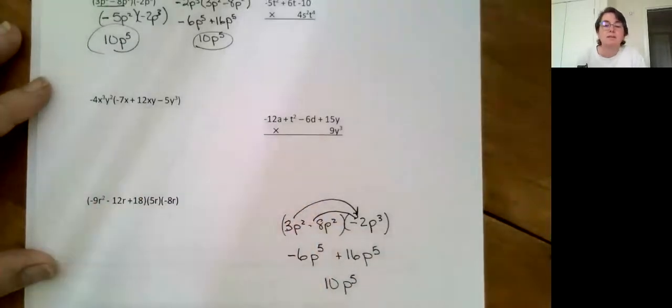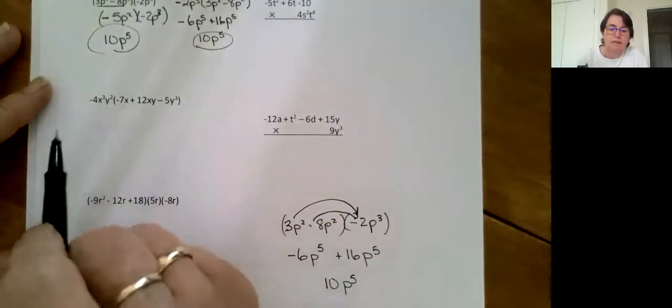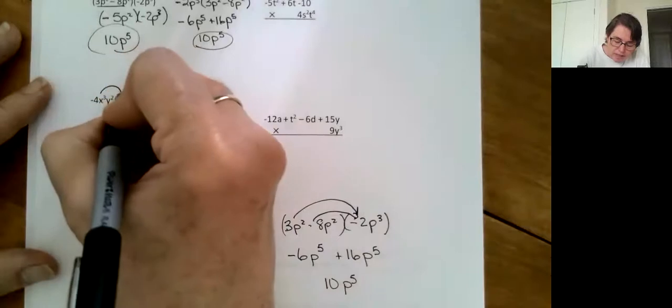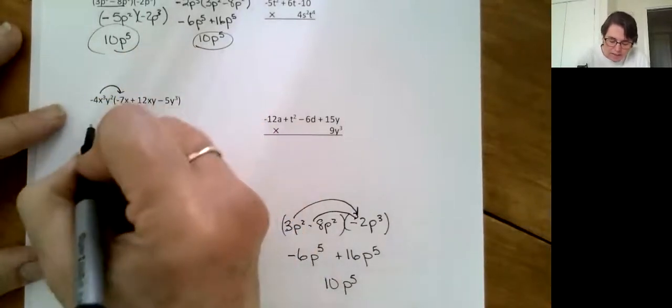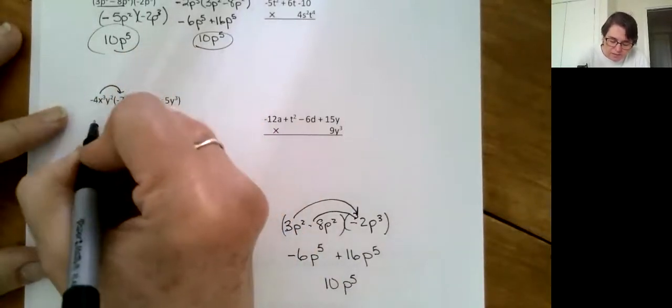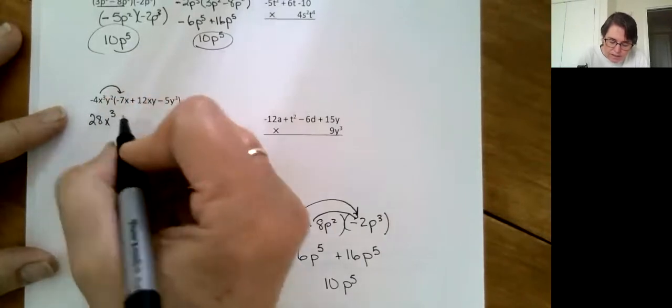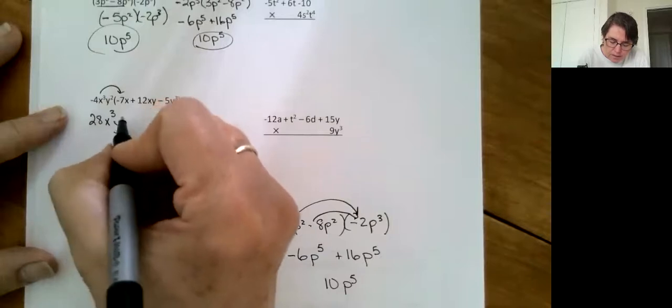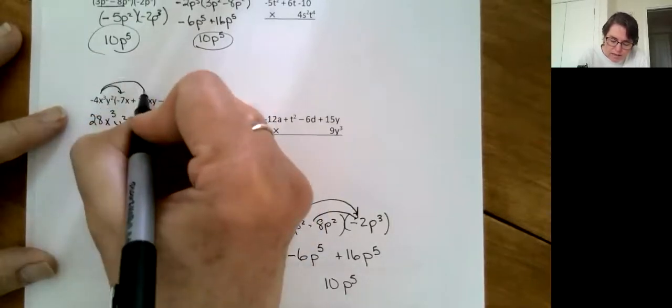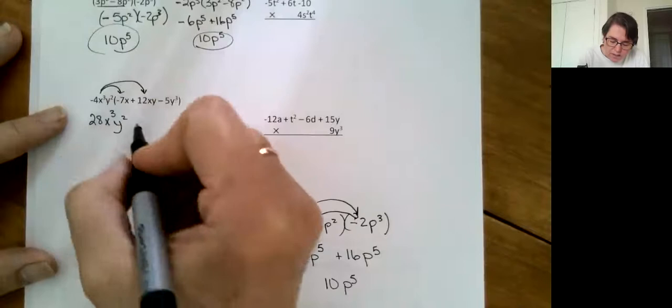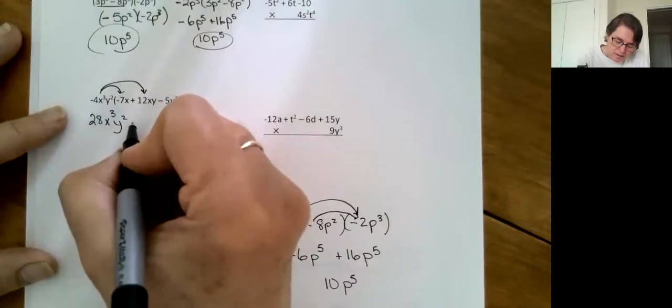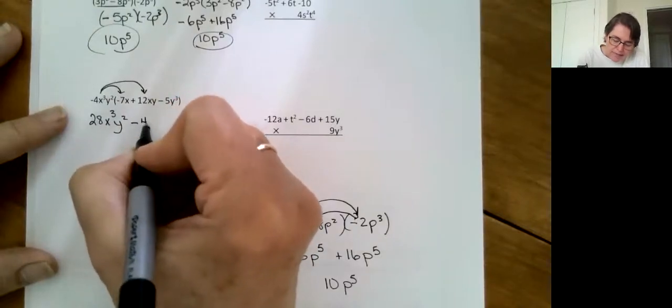All right, where are we going? Well, let's do this one. We're down here anyway. Distributing. Oh, look at all those x's and y's. Better pay attention. Negative 4 times negative 7 is 28 x to the 3. Oh, that's not so bad. y squared. Distribute again. Negative 4 times positive 12 is negative 48.